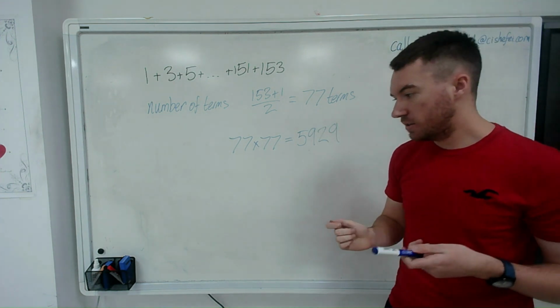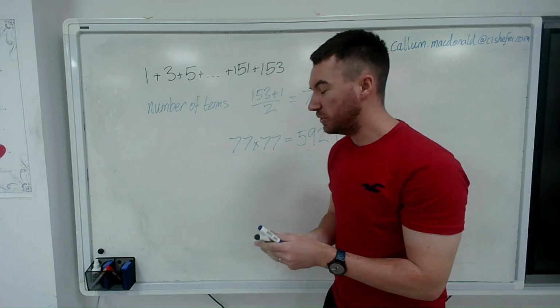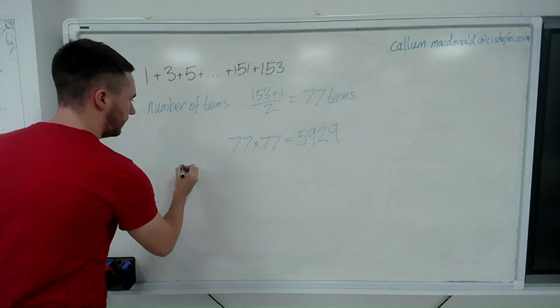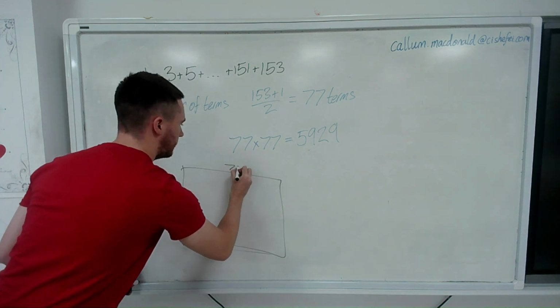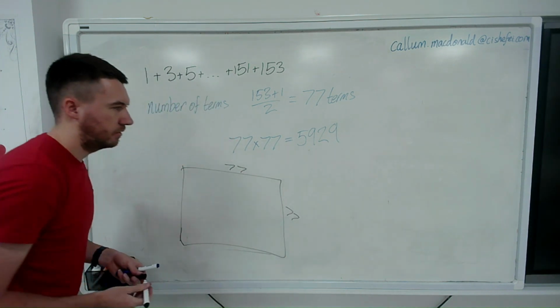If we want to visualize this, which we will because it'll be useful later on, this is the square, 77 and 77.